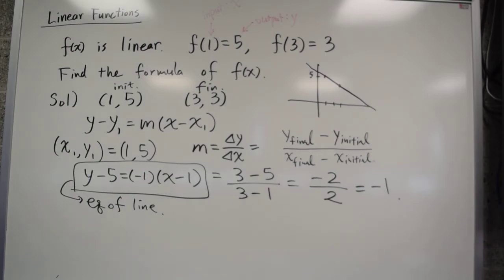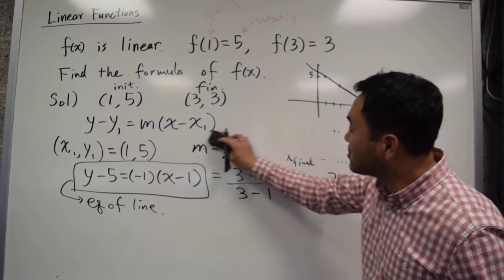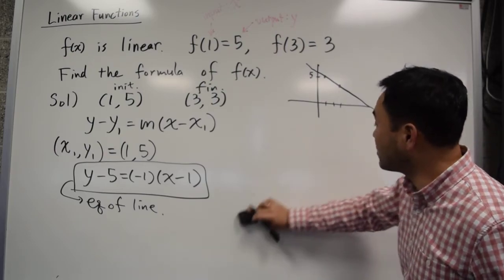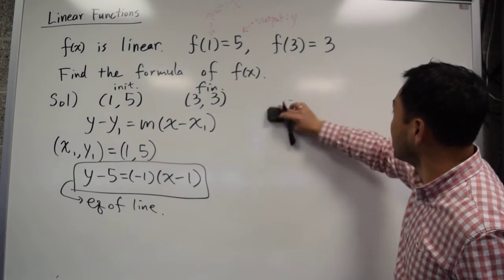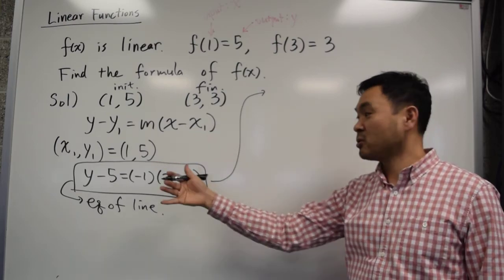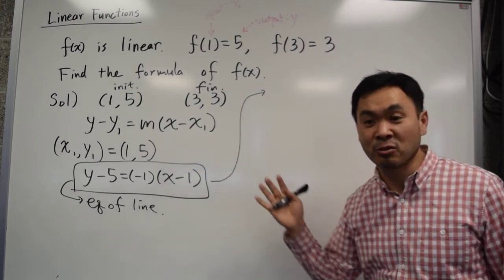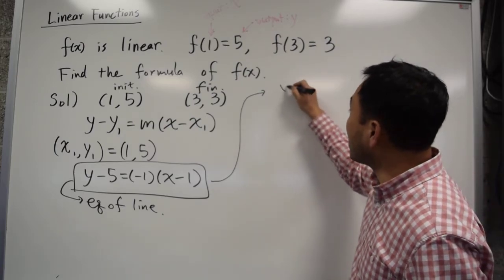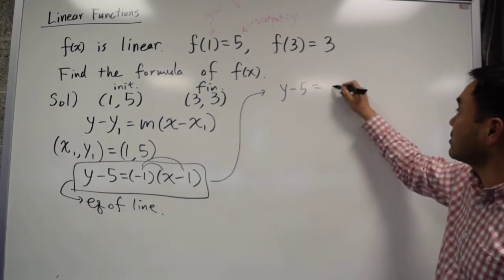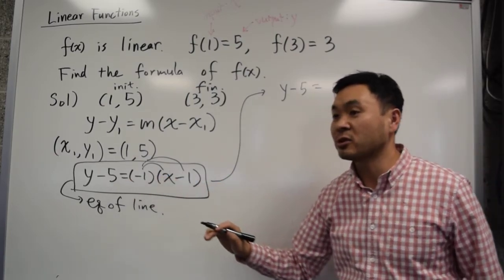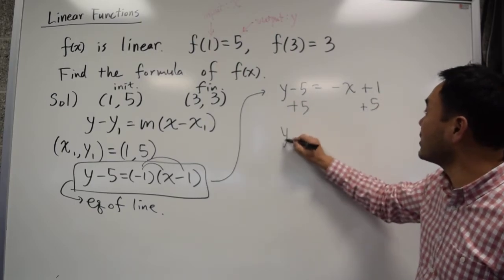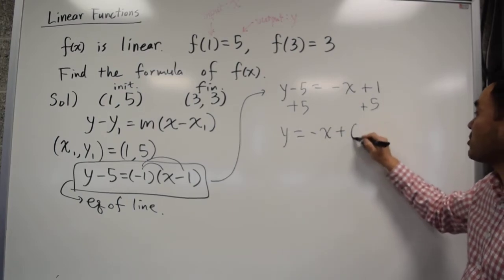Now, at this point, you might feel like this is exactly finding the equation of a line. What's the difference here? The difference is that this is not in the function format. You have to solve this for y, and then y equals a function of x will be given, and that's your function that you want to find. Okay, so let's do this. y minus 5. Multiply this out, which is negative 1 times x is negative x. Negative 1 times negative 1 is positive 1. Add 5 both sides, and you get y equals negative x, 1 plus 5, which is 6.